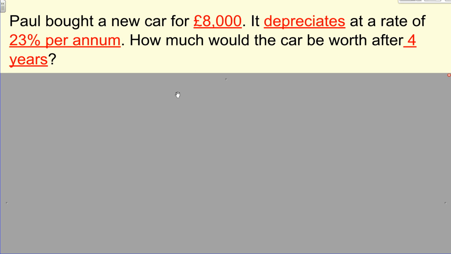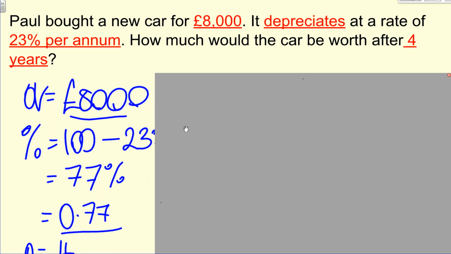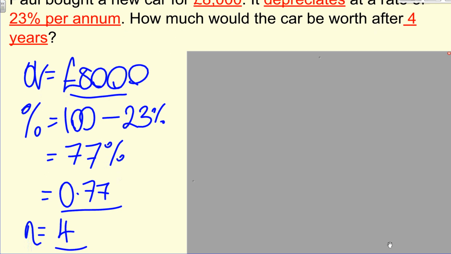So exactly the same thing. We're going to write down the information we've got. The original is £8,000. We're starting at 100%, and this time it's depreciating, so it's going down by 23%, meaning that we're left with 77%, which we can change into a decimal by dividing by 100, 0.77. How much will it be worth after 4 years? So our number of times it's happening is 4.